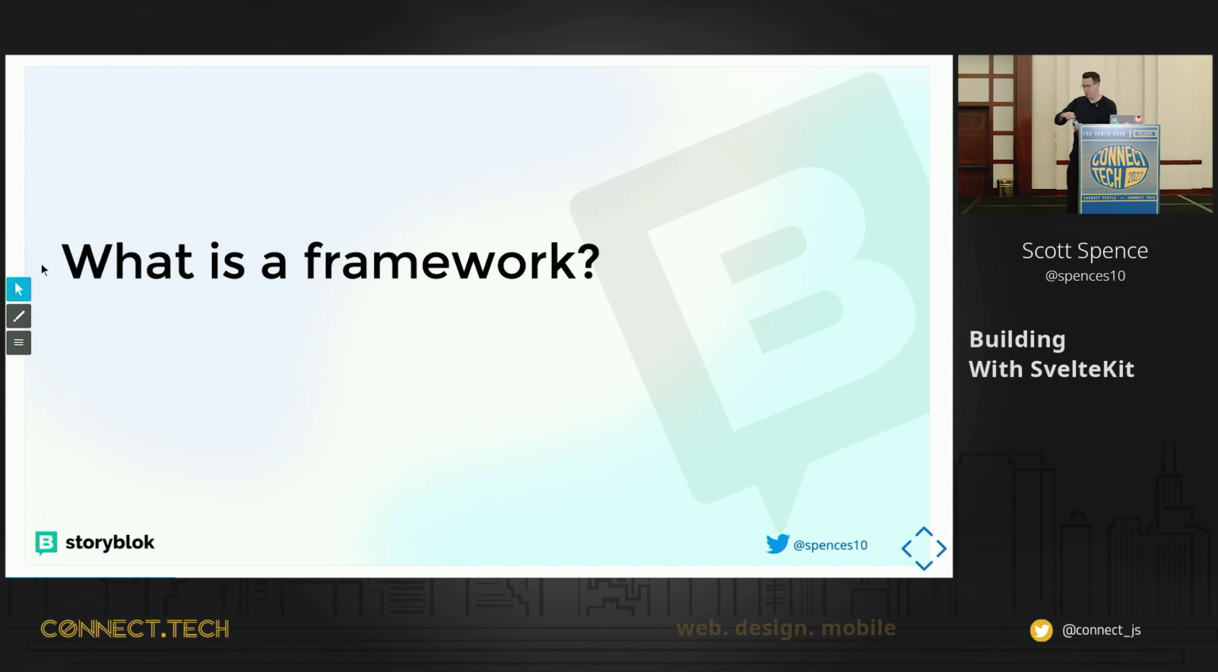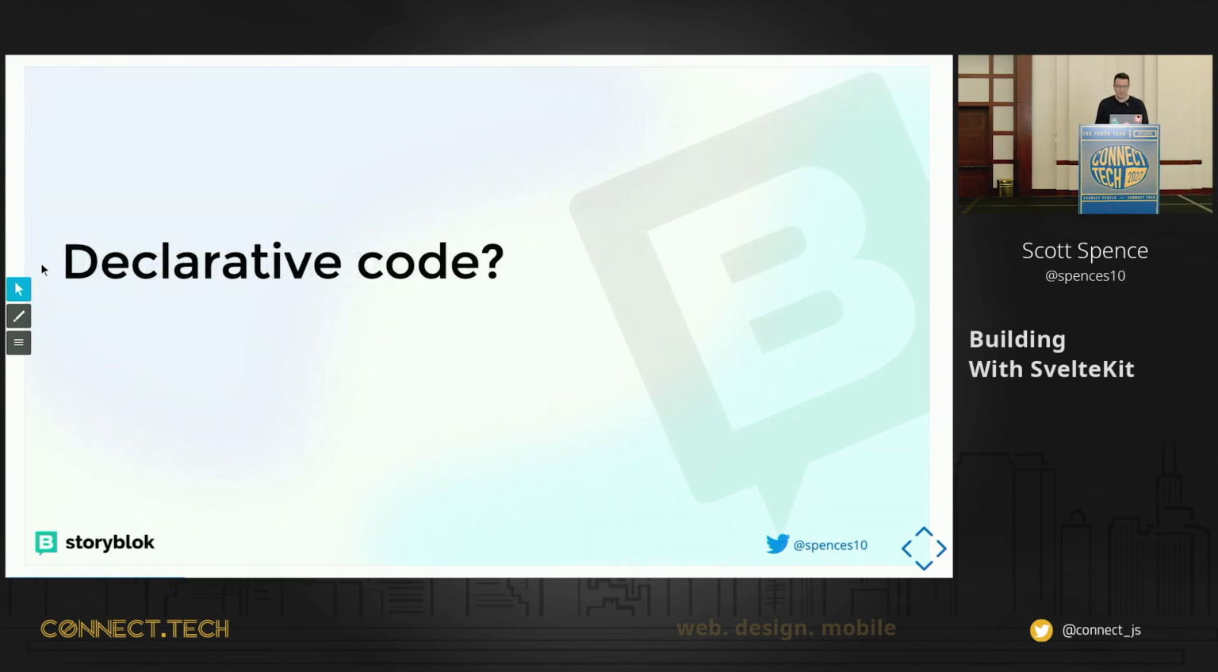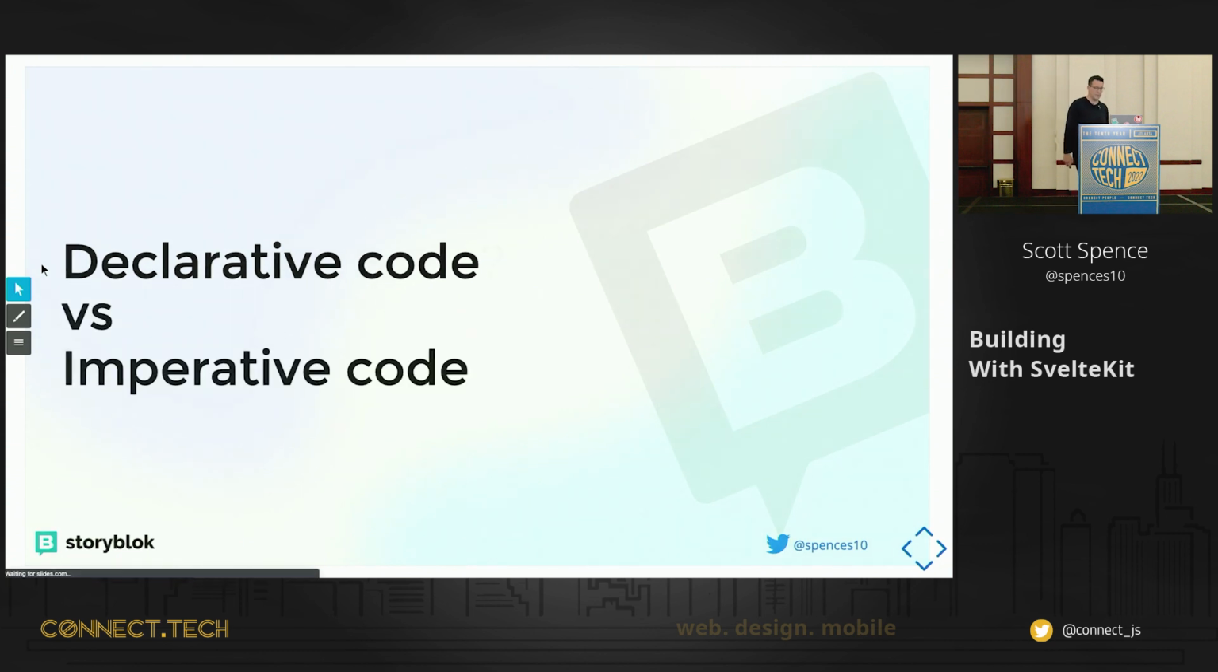Okay, so everyone knows what a framework is, right? Component frameworks like React and Vue allow you to write code more declaratively. Declarative means that you're writing what you want the outcome to be rather than telling the browser exactly what to do. So you've got declarative versus imperative, where you tell the browser everything you want it to do.